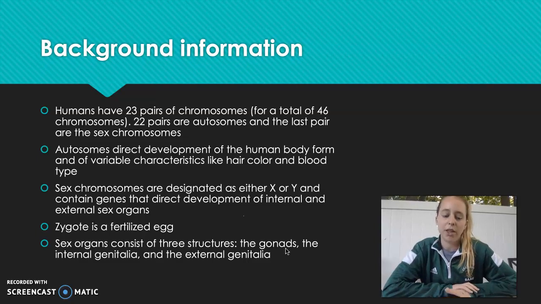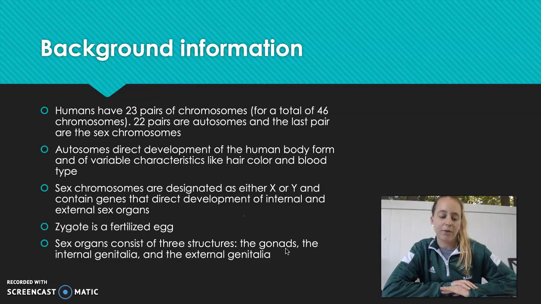Humans are born with 23 pairs of chromosomes for a total of 46 chromosomes. 22 out of the 23 pairs of chromosomes are autosomes, which direct the development of the human body form and of variable characteristics like hair color and blood type. The last pair of chromosomes are sex chromosomes, and these are designated as either X or Y and contain genes that direct the development of internal and external sex organs.